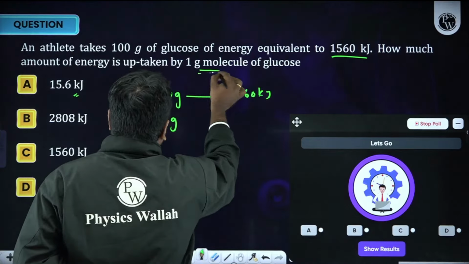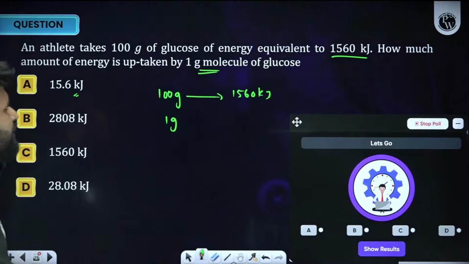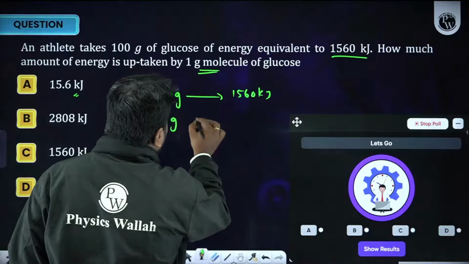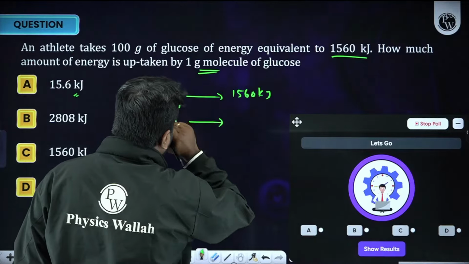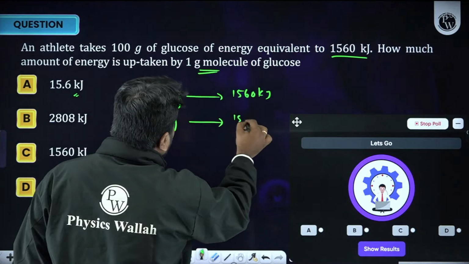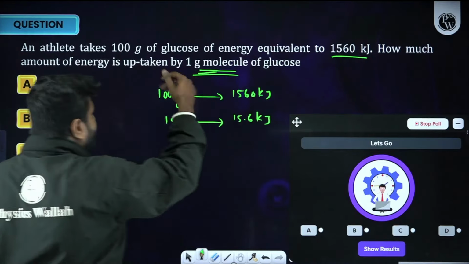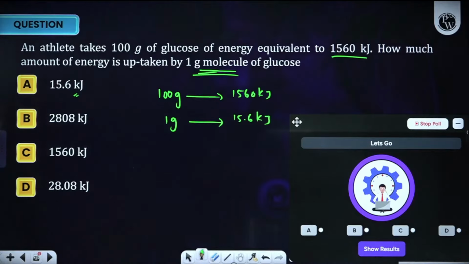100 gram of glucose, how much energy are we getting? 1560 kilojoules of energy. Here it is in kilojoules only. So automatically 1 gram of glucose. Here gram molecule is given. Listen carefully. Gram molecule means moles of glucose. So 1 gram of glucose will give how much energy? We will be getting 1.56 kilojoule. Here the question is 1 gram molecule of glucose.